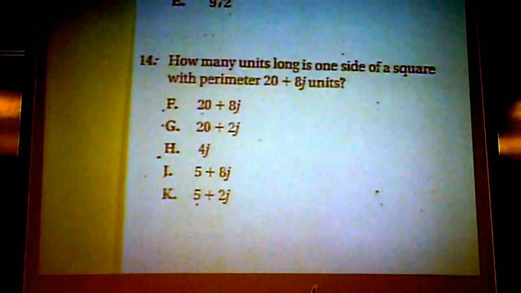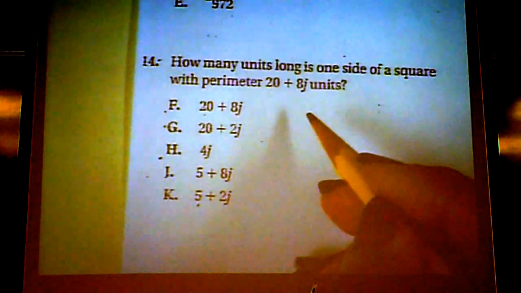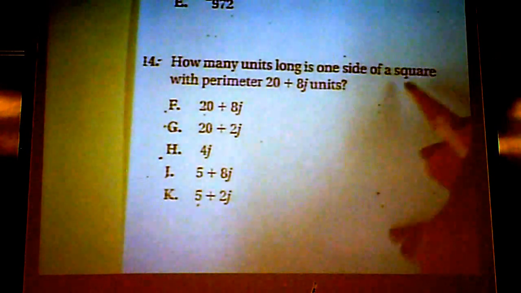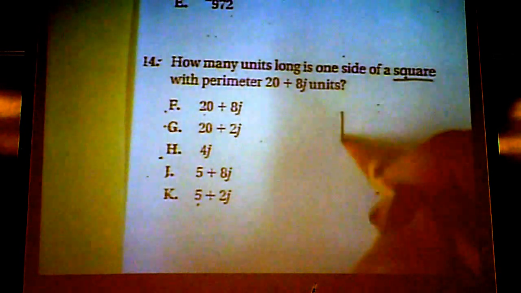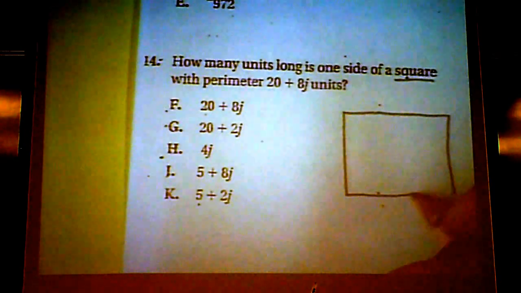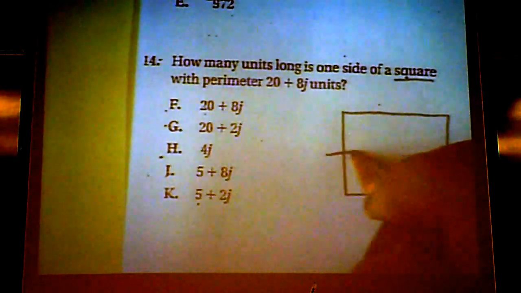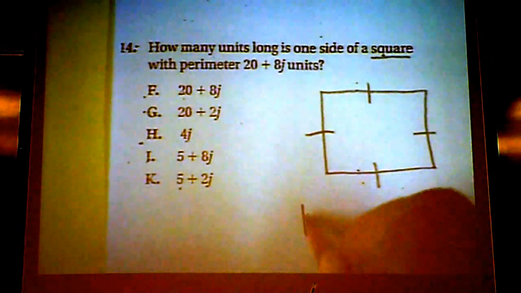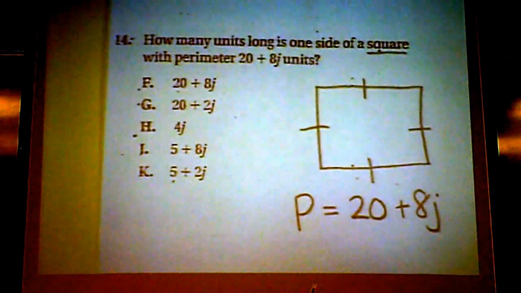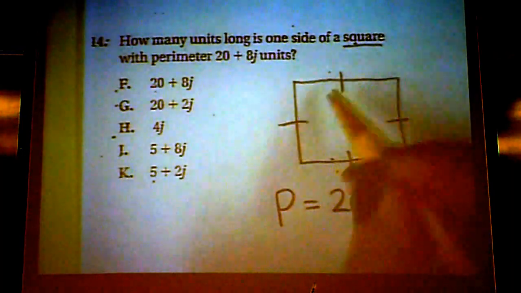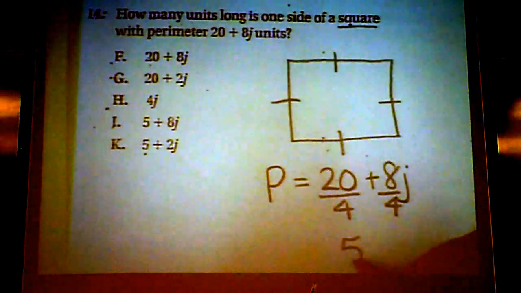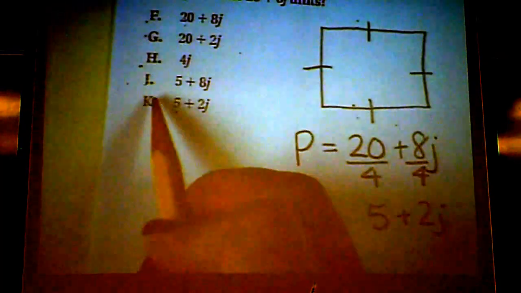Okay. Next one. This one I had to think for a second. How many units long is one side of a square? Okay, so what do you know about a square? 4 sides, and they're all the same. So if the perimeter is 20 plus 8j, what do each of these sides have to be? You're going to take these and divide them each by 4. So you get 5 plus 2j, which is k.